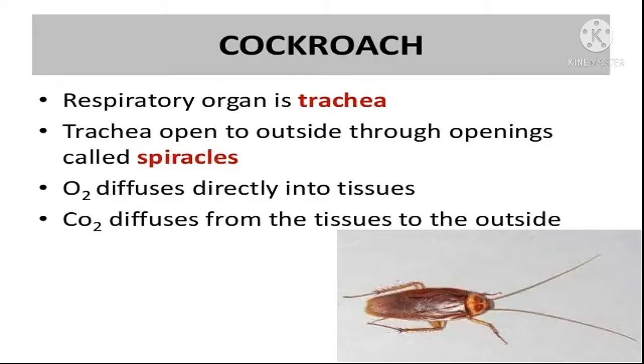Oxygen diffuses directly into the tissues, and carbon dioxide diffuses from the tissues to the outside. And these cockroaches can hold their breath for up to 7 minutes. Their respiratory system is highly efficient, but there are no lungs. Instead, insects draw in air through external valves called the spiracles and transport the air directly to the cells via tubes called the trachea. To stop breathing, they simply close the spiracles.